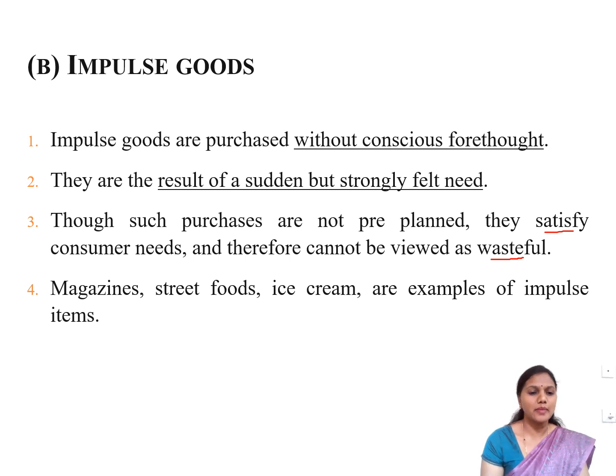For example, magazines. When you read the magazine, you will get the satisfaction. Street foods like chats, he will get the satisfaction. He has not planned that today he is going to have the chats, but he will go to the market side. He will find the street vendor, and he is interested to taste the chats, and when he consumes, he will definitely get the satisfaction. So this is called impulse goods.